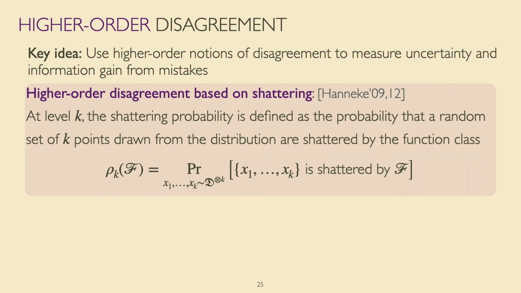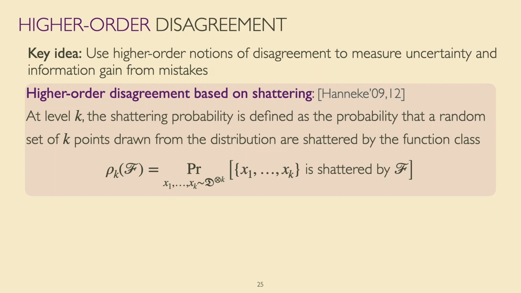So here, let me define the shattering probability. Take any random set of k points from your distribution and see whether the function class shatters them or not. That gives you a natural notion of the probability that any random k points drawn from the ID distribution are shattered by F, as this notion ρ_k of F. You can think of this as measuring which level of complexity your version space has.